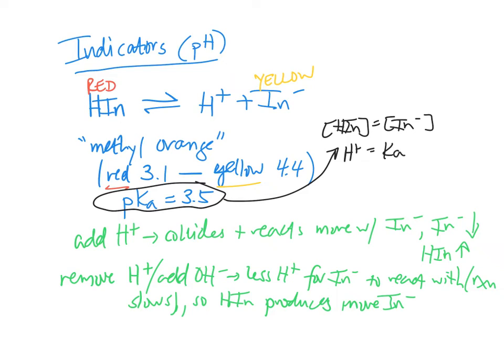And so you can actually choose the indicator that you want for different titrations, because all you have to do is match up the pKa to the expected pH at the equivalence point.